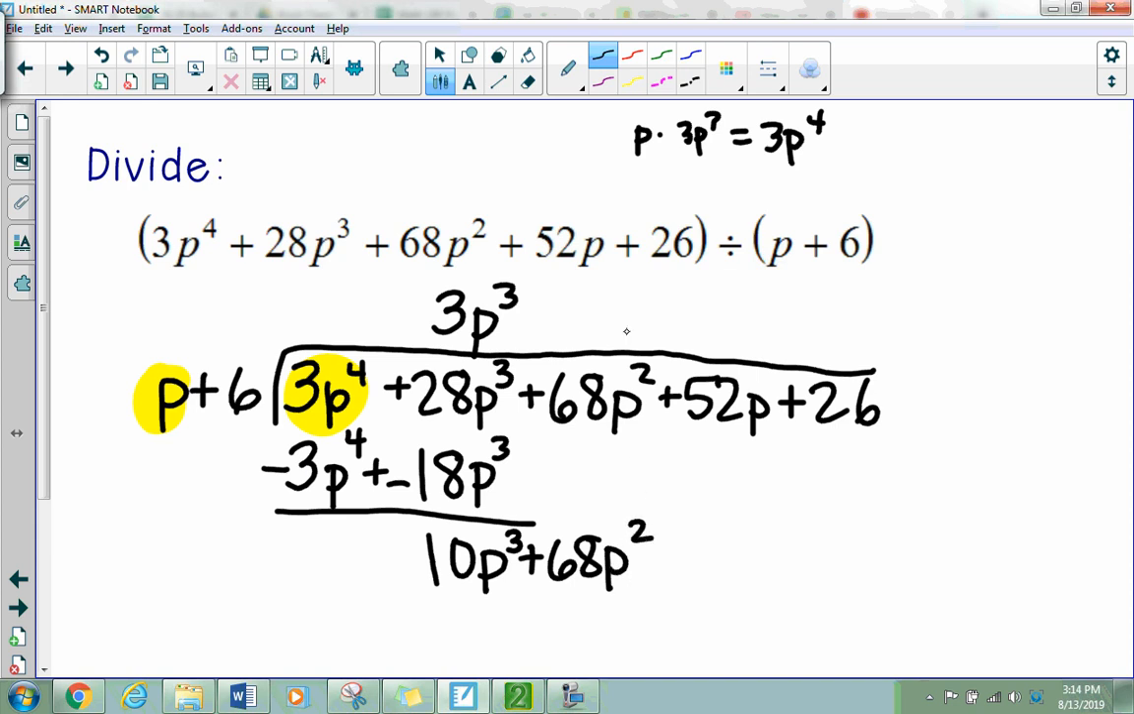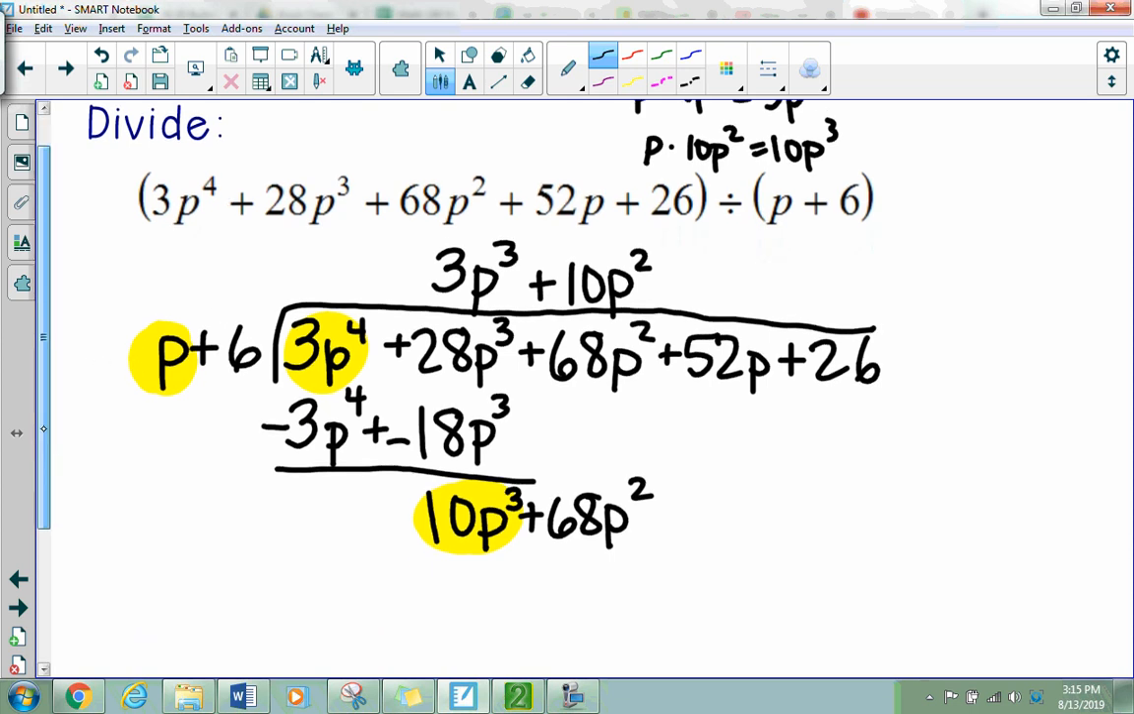And now you start over. So you kind of ignore the 6 again for a minute, but now you're comparing just this p to just this first term. And you're asking yourself, what do I need to multiply p by to make it say 10p to the third? Well, if I multiplied p times 10p to the second, that would give me 10p to the third. So I put a positive 10p to the second on top, and I multiply that 10p to the second around. And again, I multiply it by p and by 6.